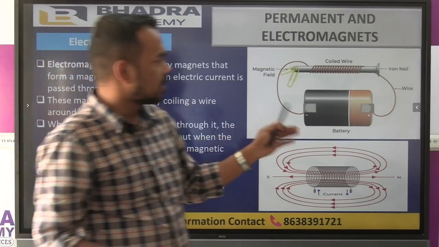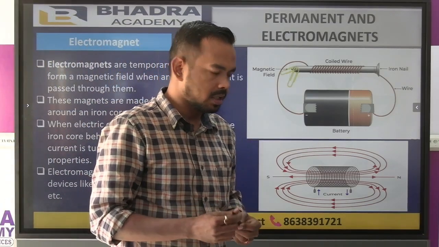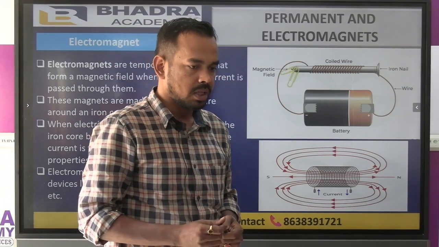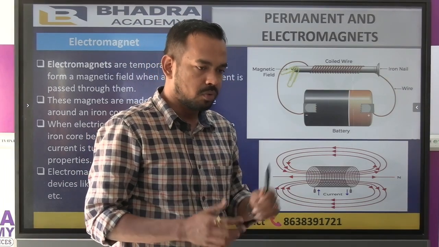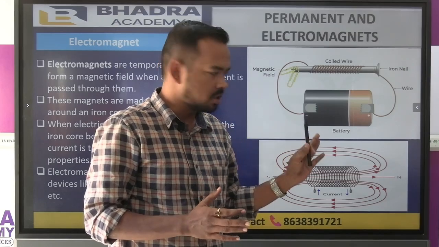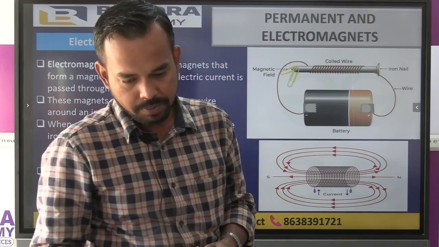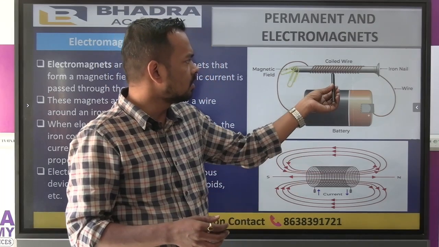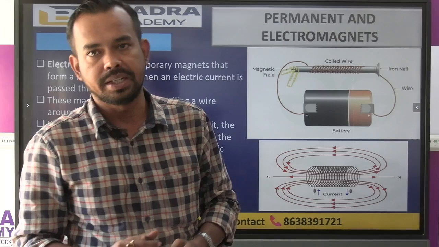So in most electric items where some movement is involved, an electromagnet is used as a temporary magnet. The force of the magnetic field can also be changed here, because of which the magnetic field can be increased or decreased.